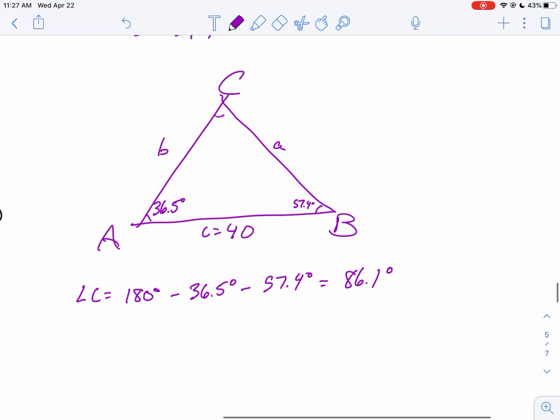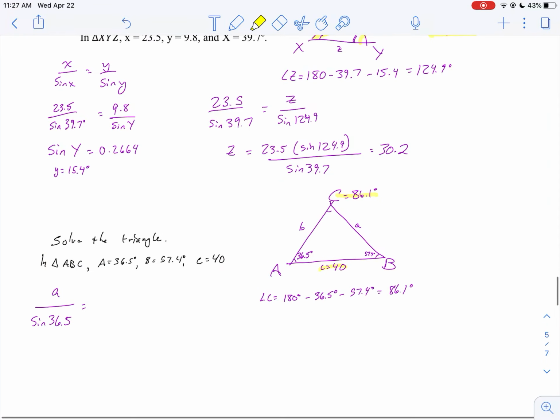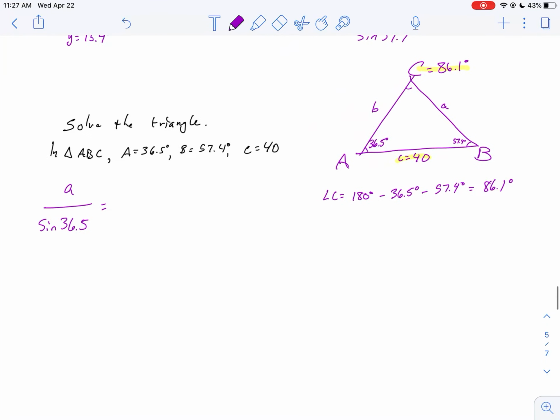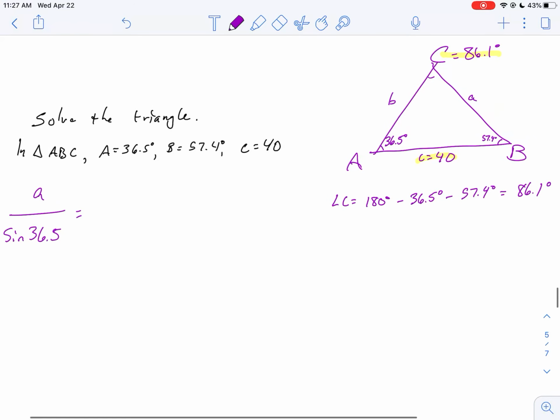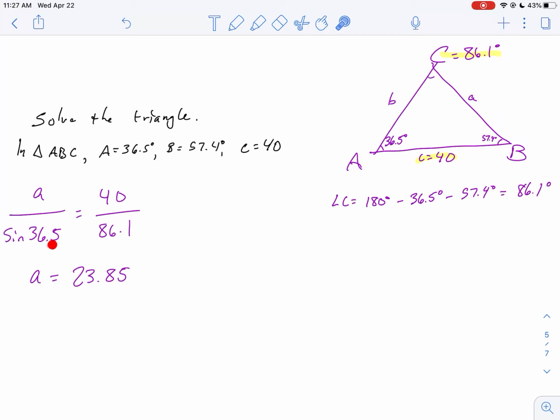And now that we know angle C, we can now set up our law of sines because we now have a pair here. And so let's take a look. I've got 40 over sine of 86.1. I'll leave this solving for you to work out the details. We end up getting little a is 23.85. We just cross multiply here and then divide to get this.